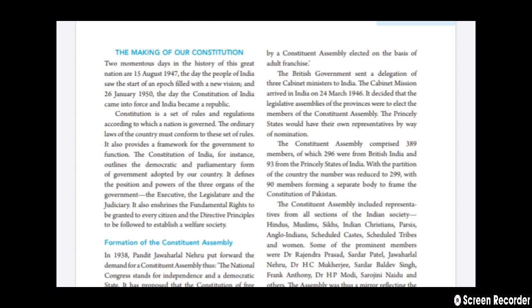It also provides a framework for the government to function, and the Constitution of India, for instance, outlines the democratic and parliamentary form of government that it has adopted.